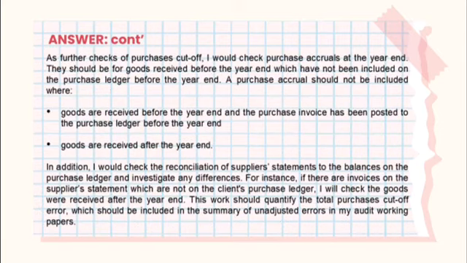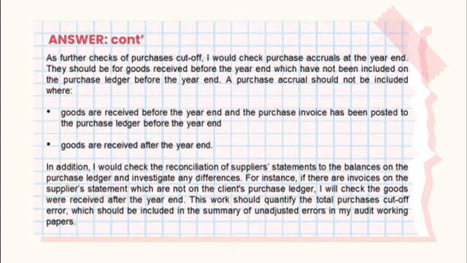As further checks of purchases cut-off, I would check the purchase accruals at the year end. They should be for goods received before the year end which have not been included in the purchases ledger before the year end. A purchase accrual should not be included where goods are received before the year end and the purchase invoice has been posted to the purchases ledger before the year end, or where goods are received after the year end.